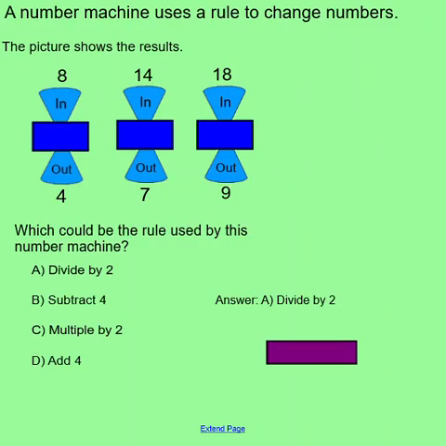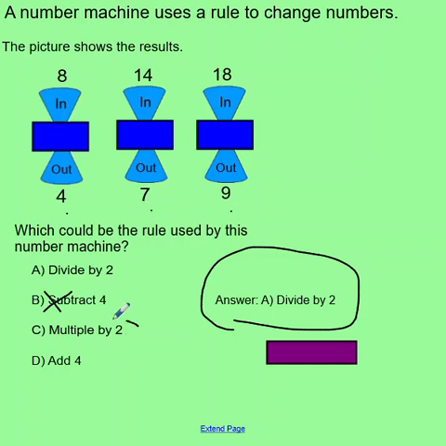So, this is what you have in your notes. You have this input-output machine, and an 8 is going in and a 4 is coming out. A 14's going in and a 7's going out. An 18's going in and a 9's going out. This one's really easy. I even left the answer open because it can't be subtracting 4. This one's subtracting 4, but this one isn't.